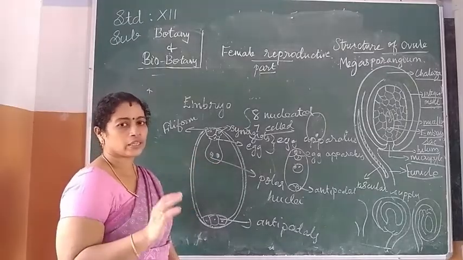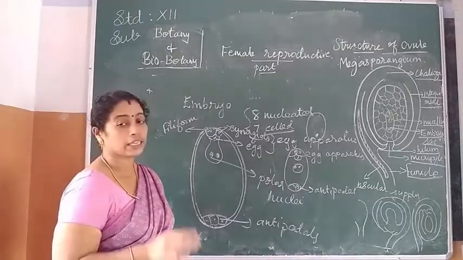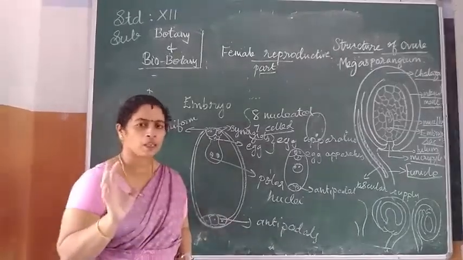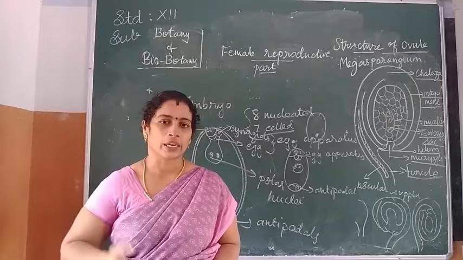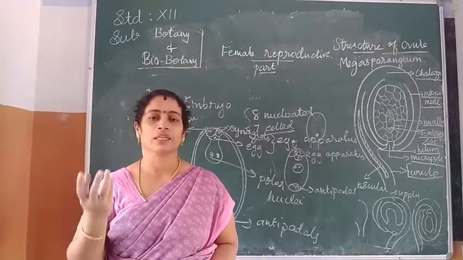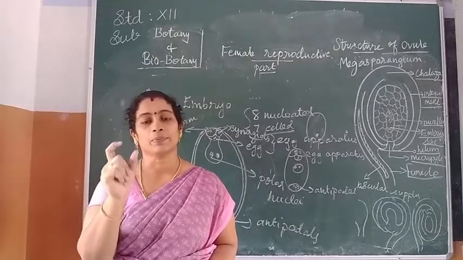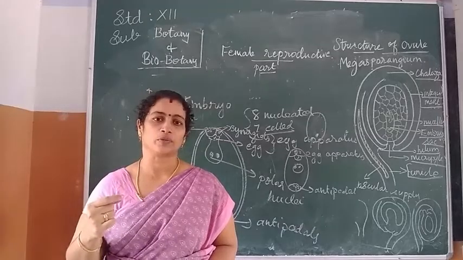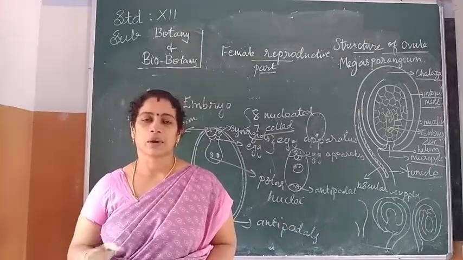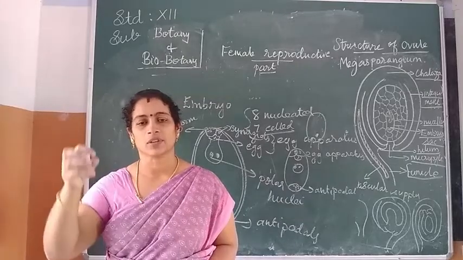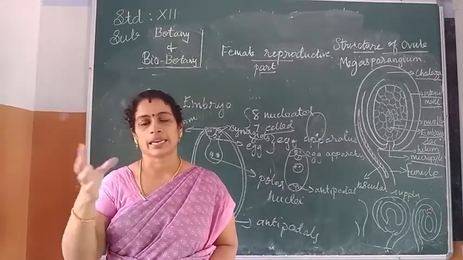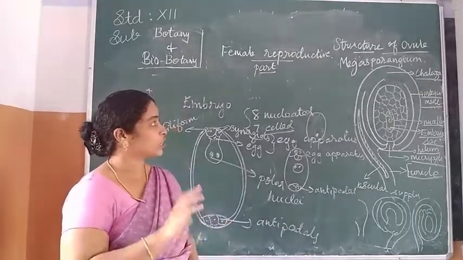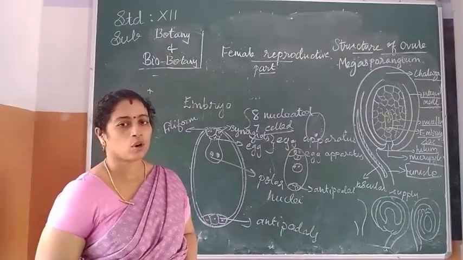So once again, what we have studied today is about the female reproductive part, the gynoecium. The gynoecium consists of three parts: ovary, style and stigma. The ovary is the swollen part of the pistil, the place where the ovules are embedded. Style is the slender part of the pistil. The topmost part is known as the stigma, where the pollen grains will be adhered during pollination, and fertilization takes place after that. Next, we have studied the structure of the megasporangium or ovule.